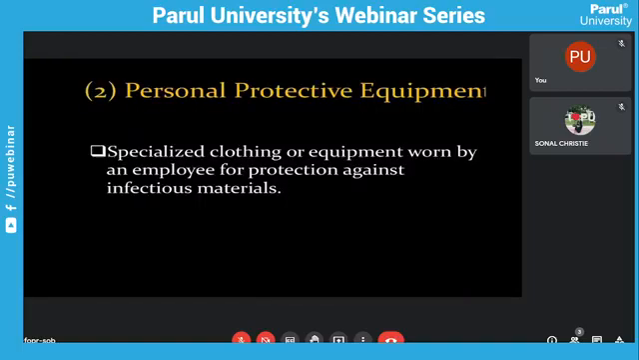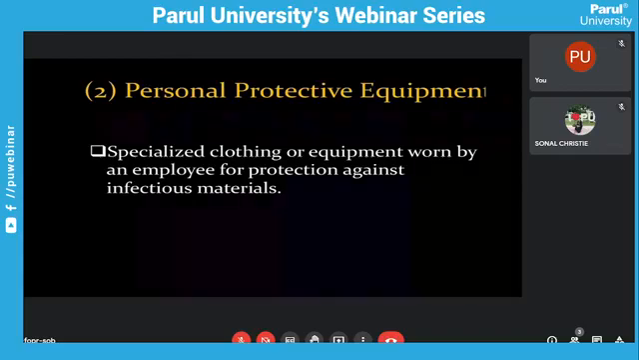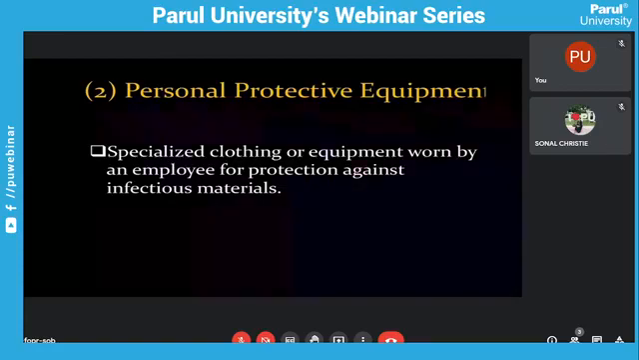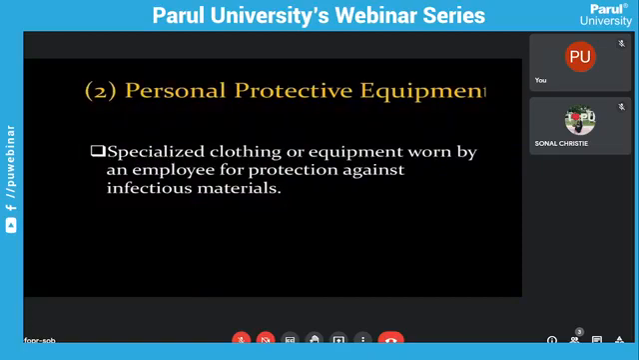Then second is personal protective equipment: specialized clothing or equipment worn by an employee or healthcare provider for protection against infectious materials. Personal protective equipment will protect both the healthcare provider and the patient from infection.